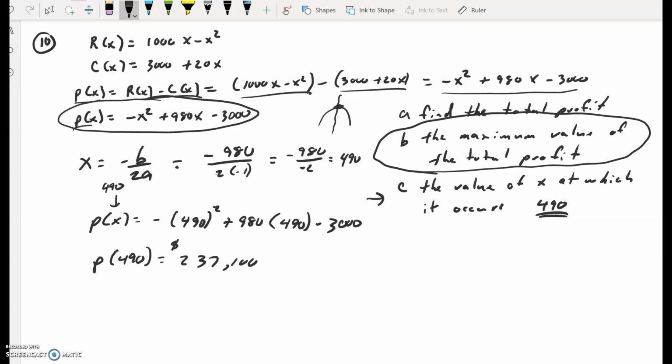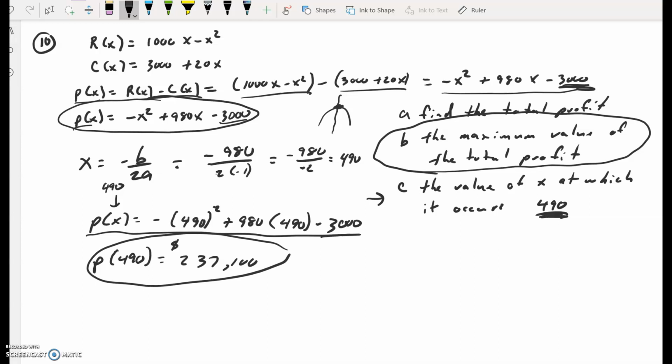Notice when I copied this formula down, I forgot to put -3000, so I fixed it up and put a -3000 here, -3000 here. When I evaluated this function on my calculator, I got this result. So when x is 490, we get a profit, p of x value, a height on our graph, of 237,100. I chose not to do this on Desmos. I've been doing that. You can do it, but I chose not to.